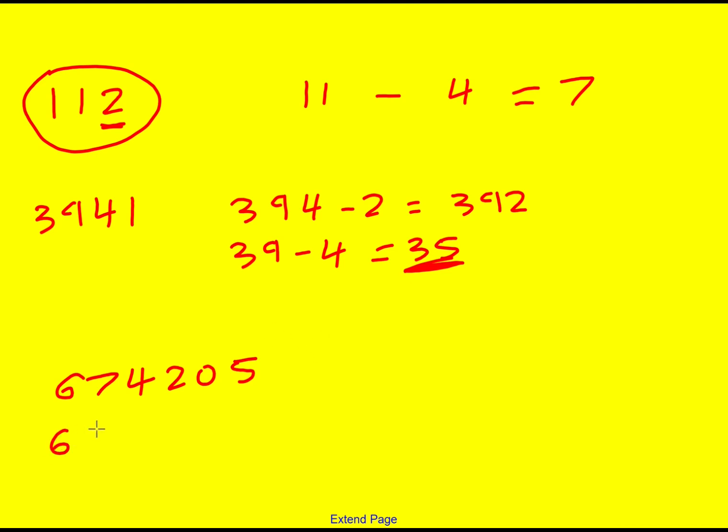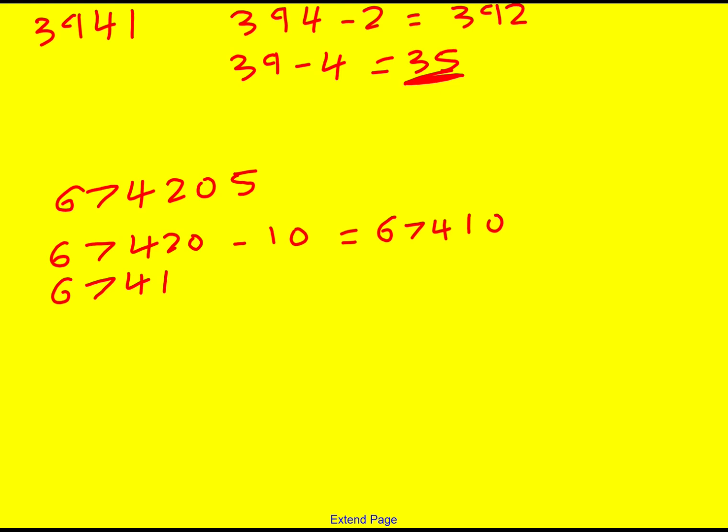Okay, let's take the process. So 67420 minus 10 is going to be 67410. Oh, this next bit's actually pretty nice. We just do 6741 minus 2 times 0. Then 674 minus 2.